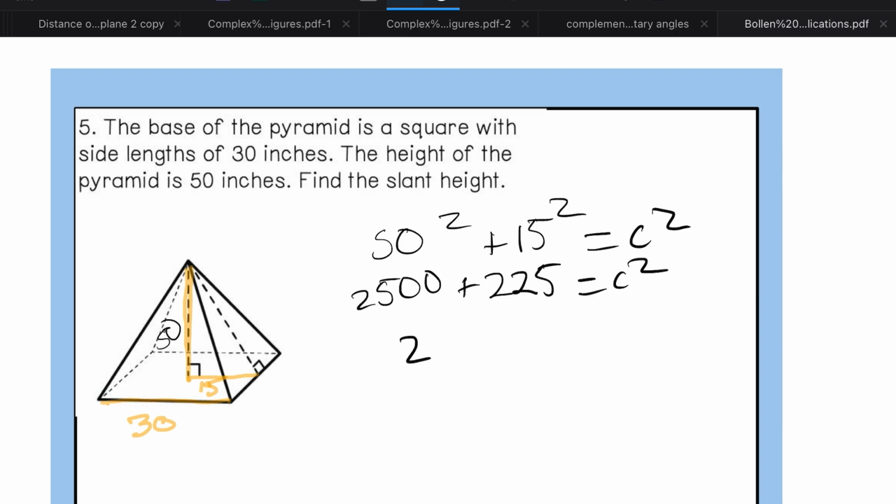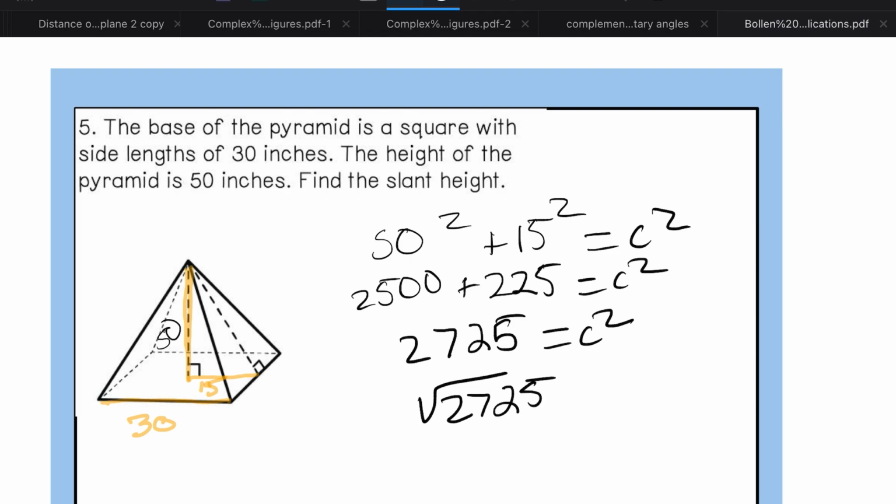When you add those two together, you get 2,725 is equal to C squared. The square root of 2,725 is equal to C, which makes C equal to 52.2.